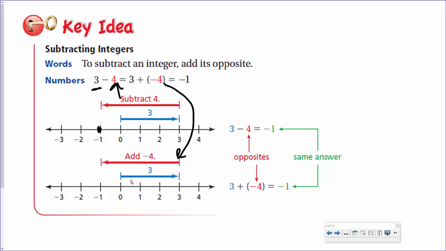So I'm sorry, I start with 3. And then I have to add a negative, which goes to the left, 4. And I also get to -1. So these mean exactly the same thing. They're the same exact answer.